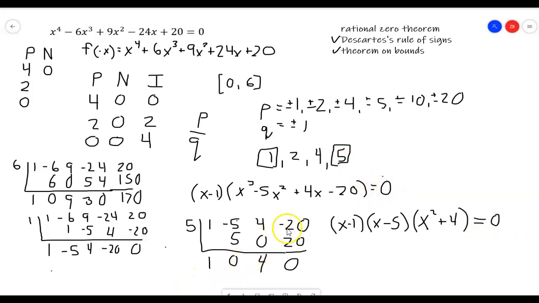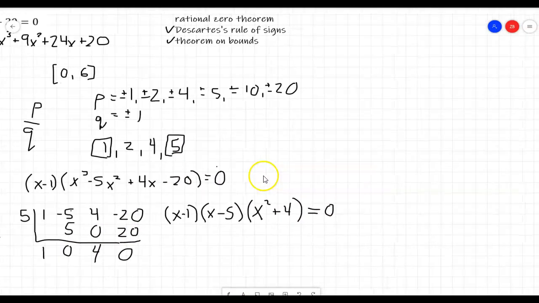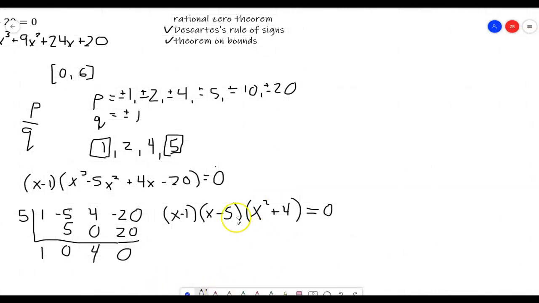Remember, this thing is all equal to 0. Let me kind of give myself a little bit more space here. All right, so now the only thing I need to solve is this thing here. So let's set that equal to 0. So x squared plus 4 is equal to 0. So x squared is equal to negative 4. Oops, we're going to get our imaginary solutions now.